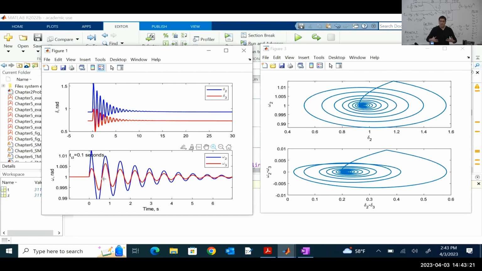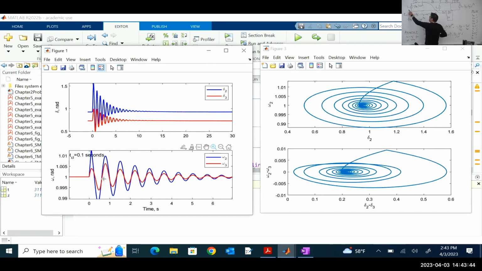Both of them at the same time are sending energy to the grid, right? To the infinite bus. So the exchange of energy in this case is as if generators 2 and 3 work together and oscillate with the infinite bus. Why is that? We have a short circuit at bus 2.